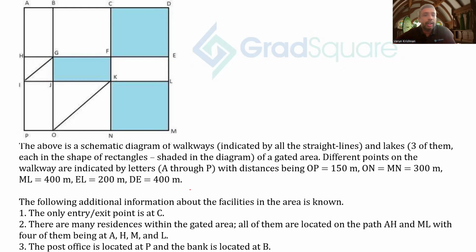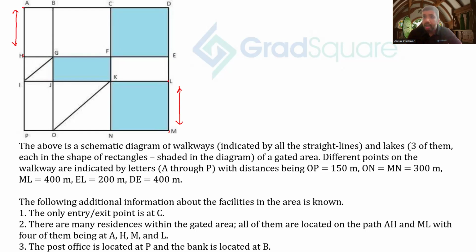And we have got residences which are present along A to H. So this line has got several houses, and you have got another set of residences which are present along this line M to L. And at points M and L and at points A and H, we have got houses. Plus, we have been told that there's a post office at P and a bank which is located at B.